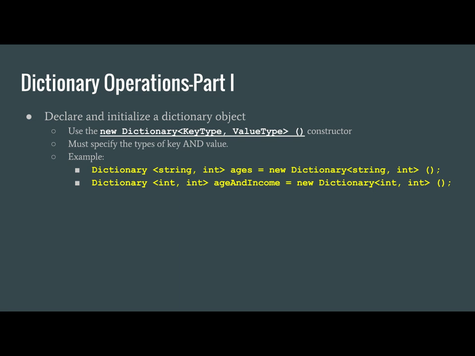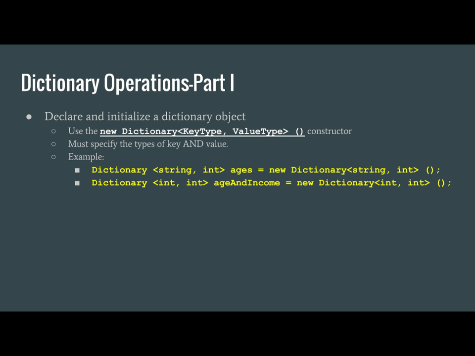So, dictionary operations. To create a dictionary, we need to use the new dictionary constructor. We need to specify a key type and a value type beside its type of dictionary. So for example, we can say dictionary age, so people's age. We can say string and int, where string represents their name and int represents their age. And we can create a new dictionary like this.